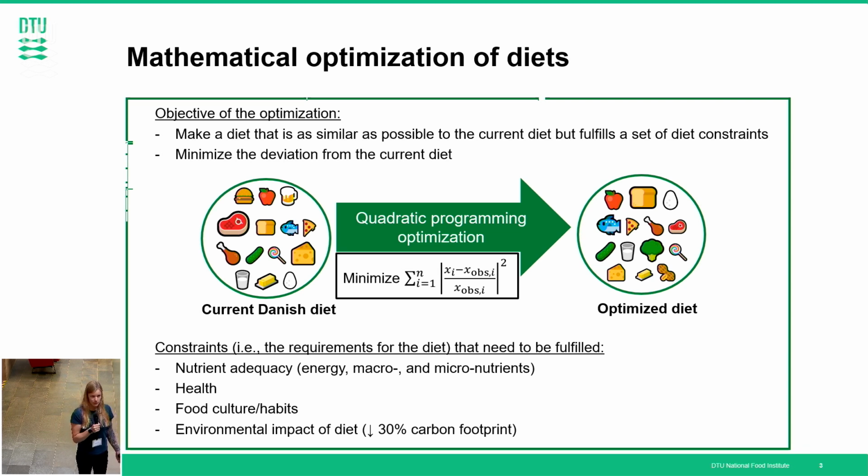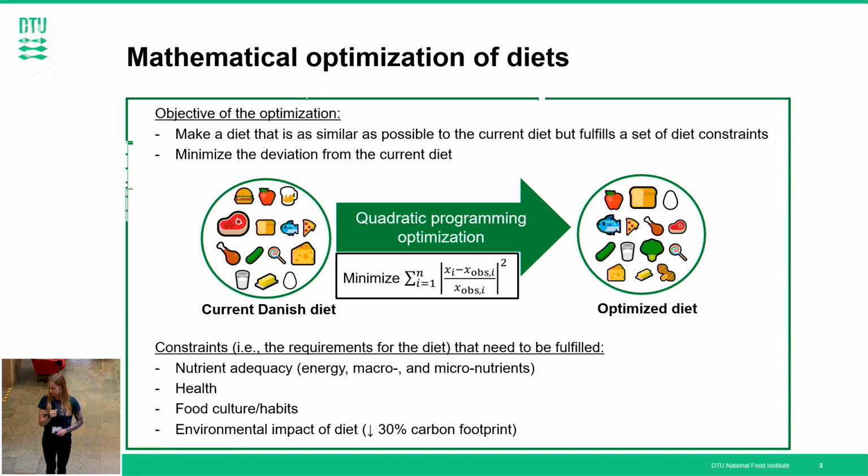In this case, we were trying to optimize a diet that had 30% less greenhouse gas emission. Now I realize that I already clicked out all the rest of my animations here, but it doesn't matter. So these constraints we can formulate also as mathematical functions, and then we put it into a system of functions that we solve with an algorithm. So we apply this optimization algorithm and we get a new optimized diet.